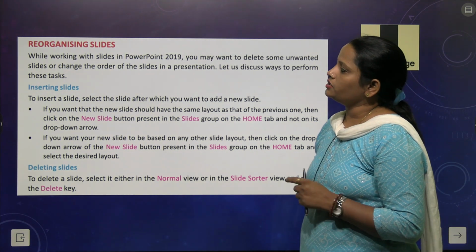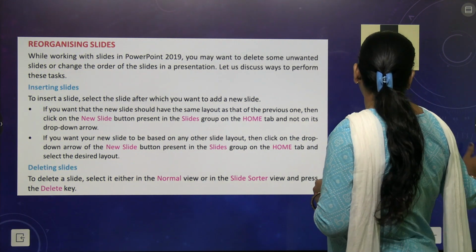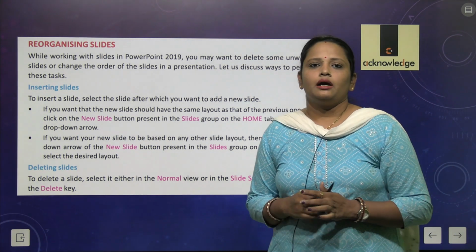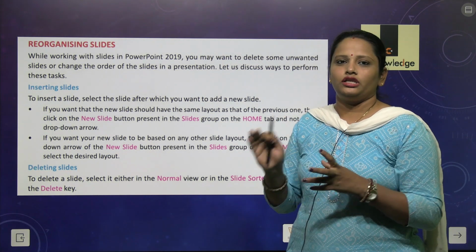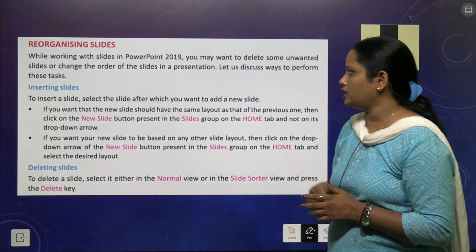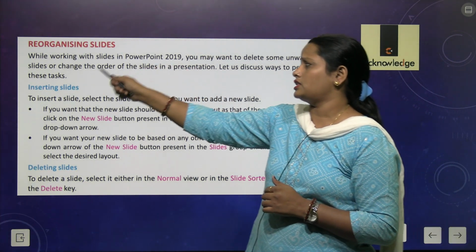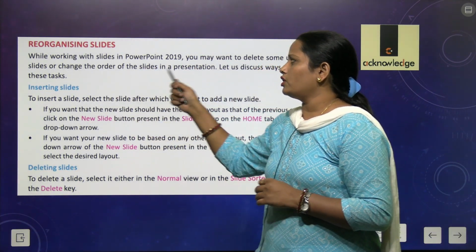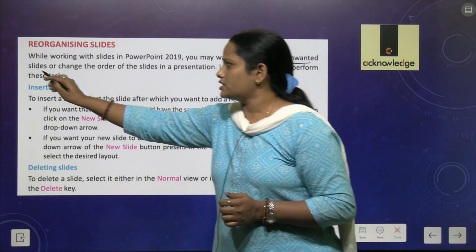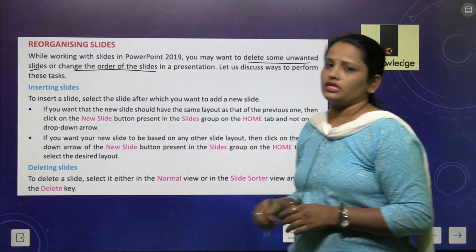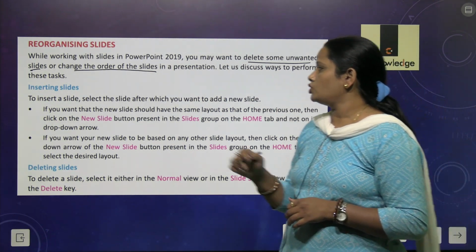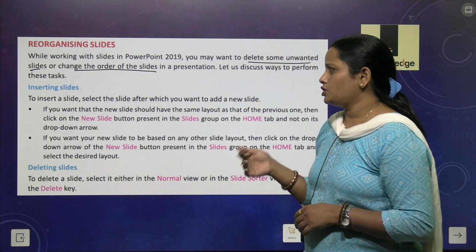Okay. Next is reorganizing slides. How can we reorganize slides? Reorganizing means slides are already made, but we have to shuffle them or reorganize them, as they are not in the proper manner. While working with slides in PowerPoint 2019, you may want to delete some unwanted slides or change the order of the slides in a presentation. So we can delete some unwanted slides or change the order of slides in the presentation. Let us discuss ways to perform these tasks. There are many ways to perform this.